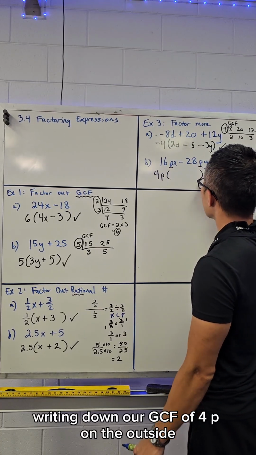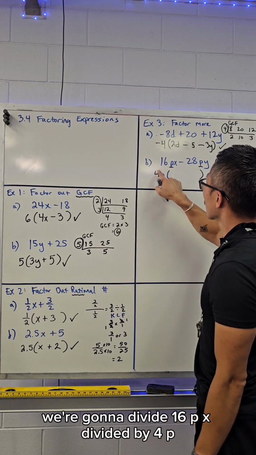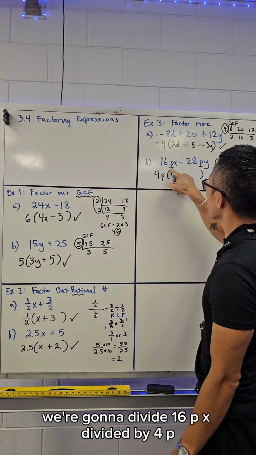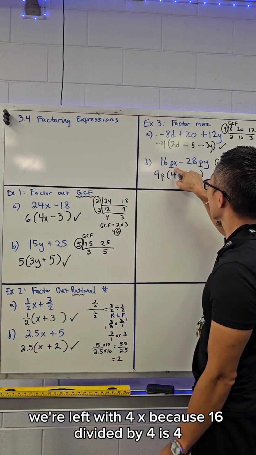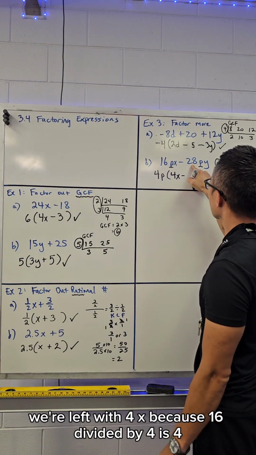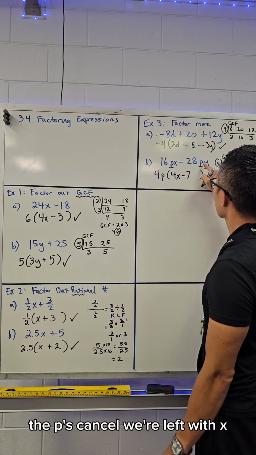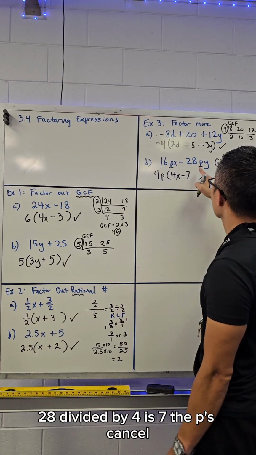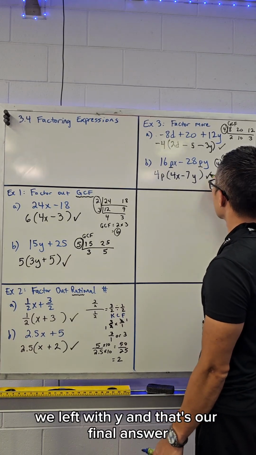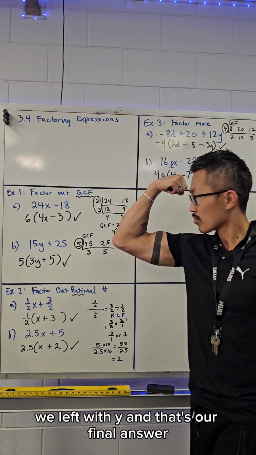Writing down our GCF of 4p on the outside, we're going to divide 16px divided by 4p. We're left with 4x because 16 divided by 4 is 4. The p's cancel. We're left with x. 28 divided by 4 is 7. The p's cancel. We're left with y. And that's our final answer.